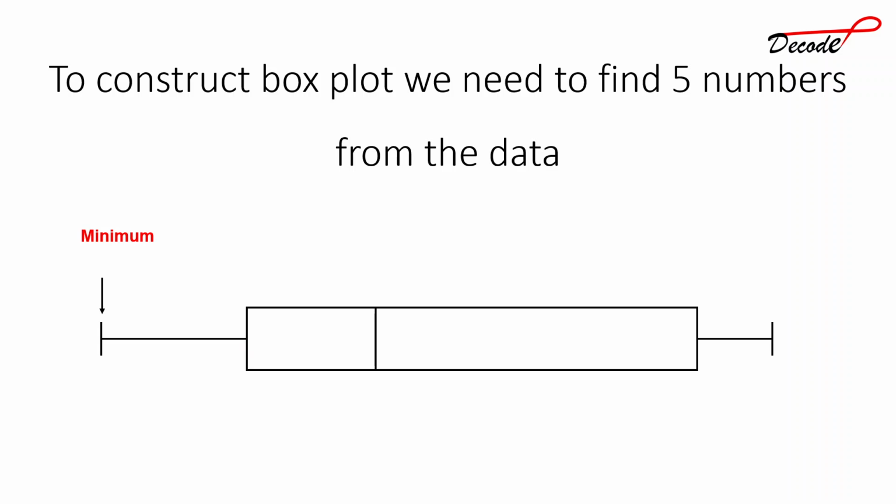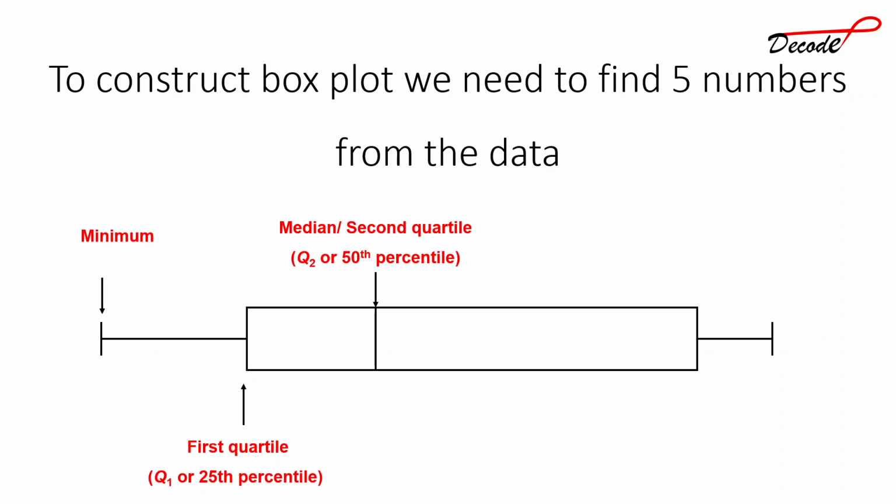That is the minimum, the first quartile or 25th percentile, the median or the second quartile, also called Q2, or the 50th percentile. Sometimes you can use median and some other time you can use the second quartile for marking the middle of the box. The fourth value required for constructing a box plot is Q3 or the 75th percentile. And the last value required is the maximum.